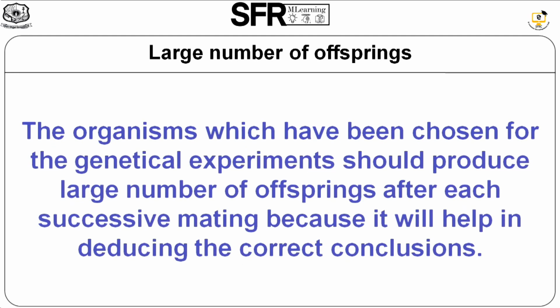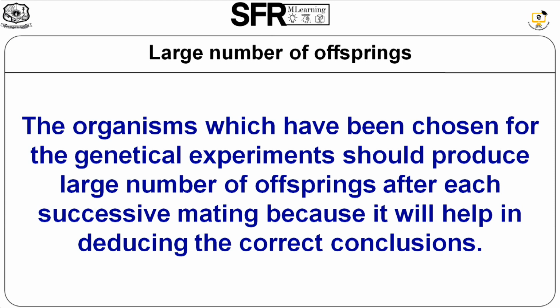And next consideration is the large number of offsprings. The organisms which have been chosen for the hybridization experiment should produce large number of offsprings. So, this helps one to collect the data for arriving at a correct conclusion. So, large number of offsprings leads to an accurate result. So, the plant which has to be chosen should produce large number of offsprings.